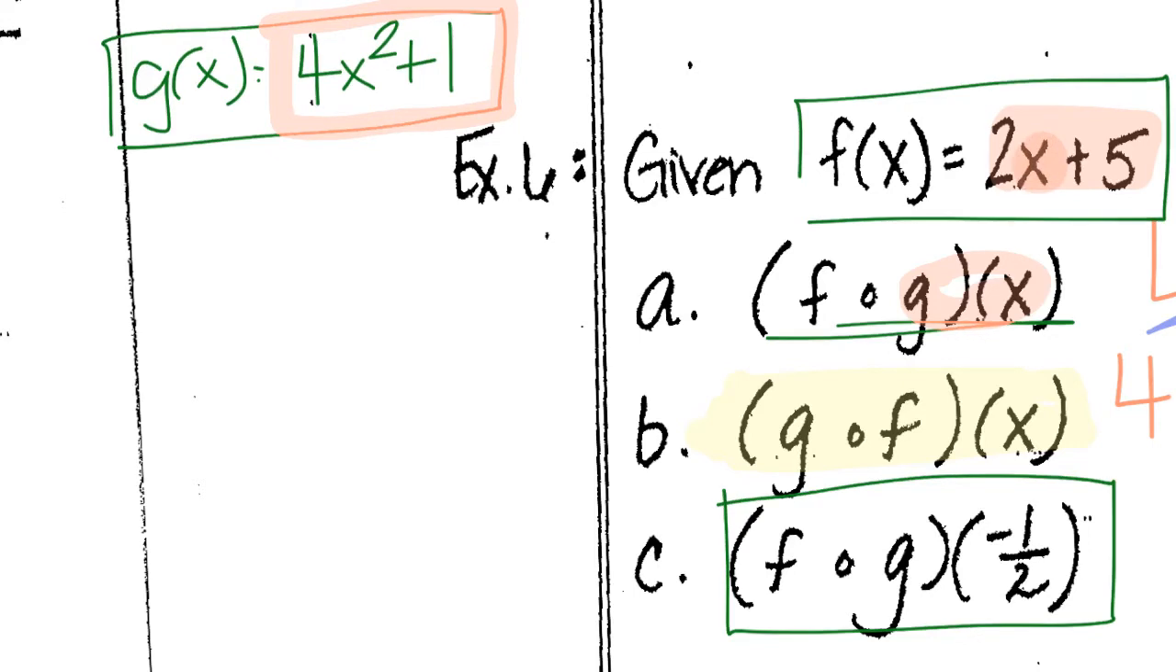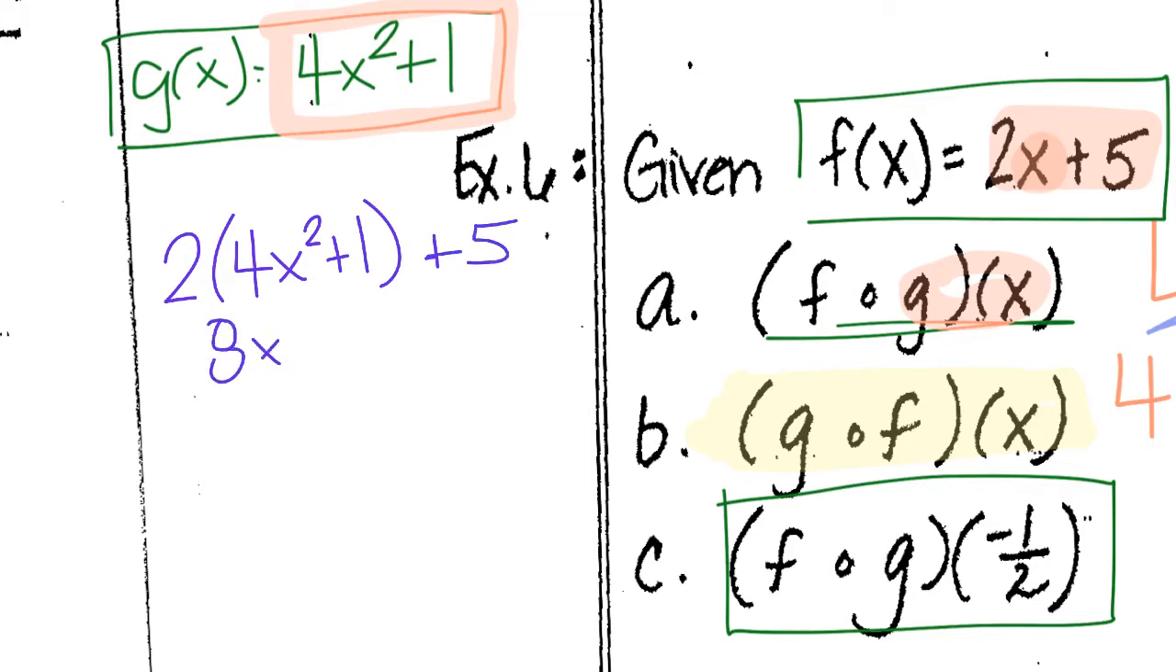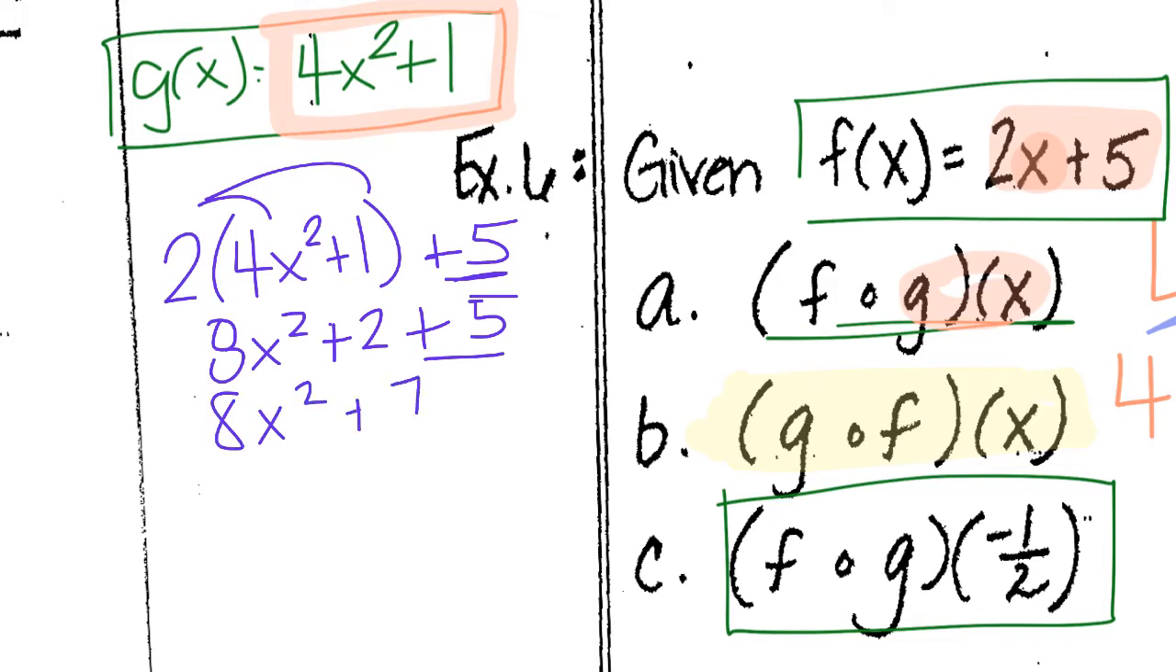So we will write in purple, and I have 2 times 4x squared plus 1 plus 5. Distribute that 2. 8x squared plus 2 plus 5. That's that plus 5 right there. And I distributed the 2. And when I add like terms, I have 8x squared plus 7.